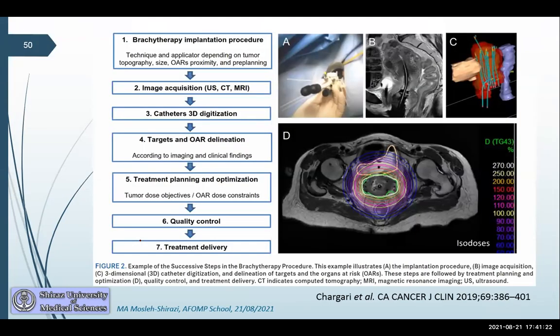It's useful here to go through the workflow when you have such a system, image guided and 3D planning. You go ahead and do the implant. You acquire images. You go to this planning system, you reconstruct or digitize, so to speak, the catheters and applicators. And then, like external beam planning, you have targets and OAR, organ at risk delineation. Then you go ahead and do your treatment planning, optimizing. You have quality control after that, and you deliver.